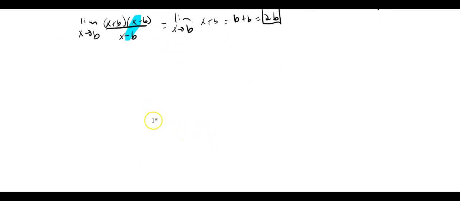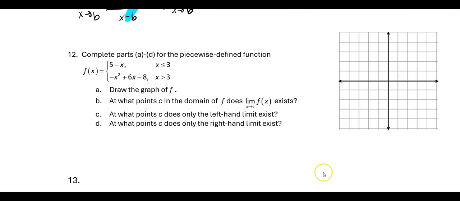All right, number 12. We have to sketch this piecewise function. We've got a slope of negative 1 and the y-intercept is 5. So we can start here. Slope is negative 1, so all the way to 3. 1, 2, 3, right here. So that is 5 minus x. And then we have this part of the graph when x is greater than 3.